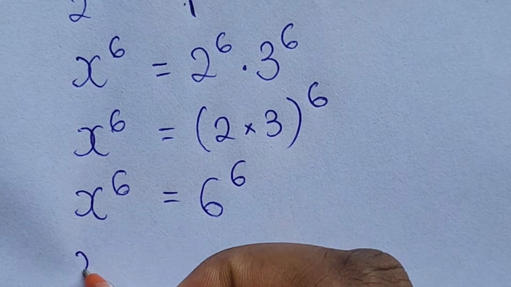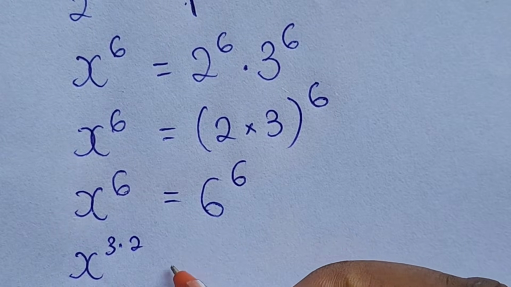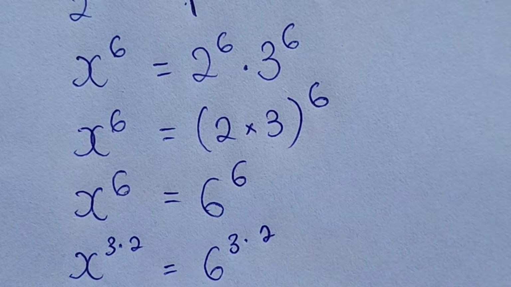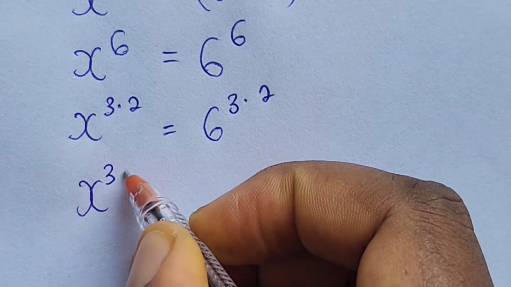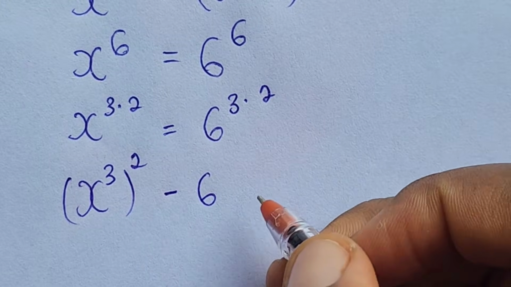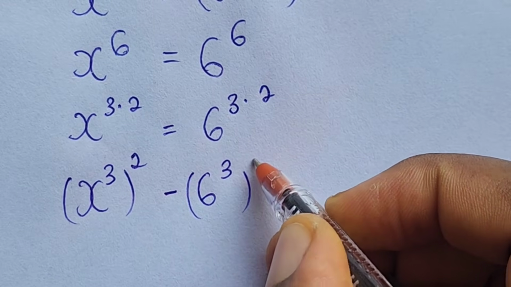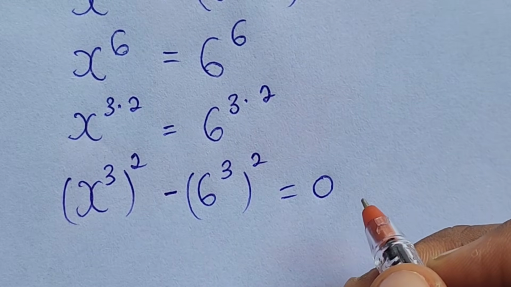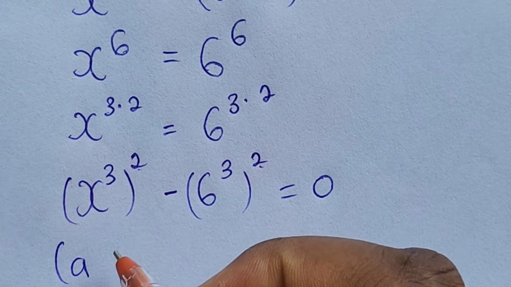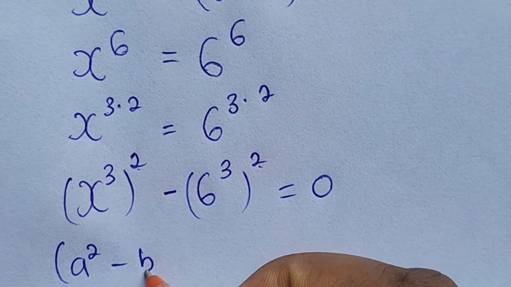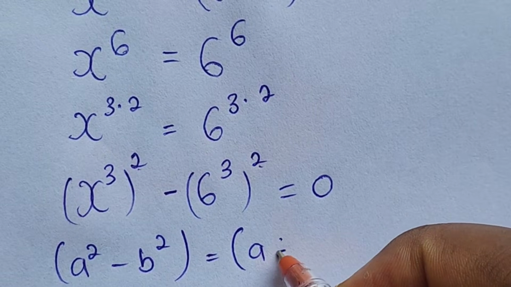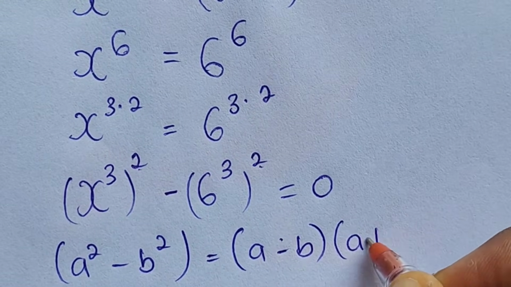So we can split this to have x to the power of 3 times 2 is equal to 6 to the power of 3 times 2. So we have (x to the power of 3) further raised to the power of 2 minus (6 to the power of 3) further raised to the power of 2 is equal to 0. Now we have squares on both sides. When we have a squared minus b squared, this is the same as (a plus b) and (a minus b).